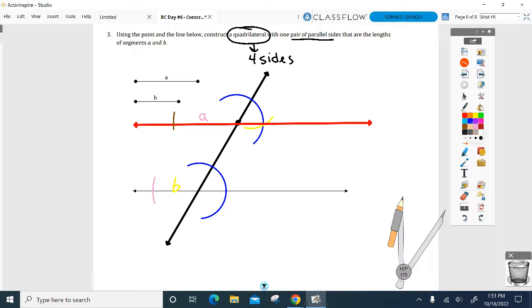I'm missing one last thing. Quadrilateral. All right, I have A and B that are parallel. How do I make this into four sides? Thoughts here? How do I make this a four-sided figure? Brody? I think you're going to want to connect the 4 points. Which are where?